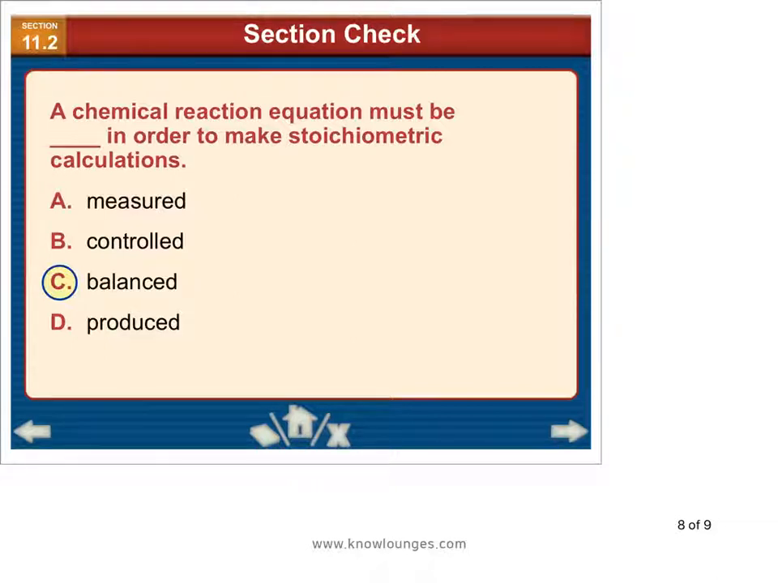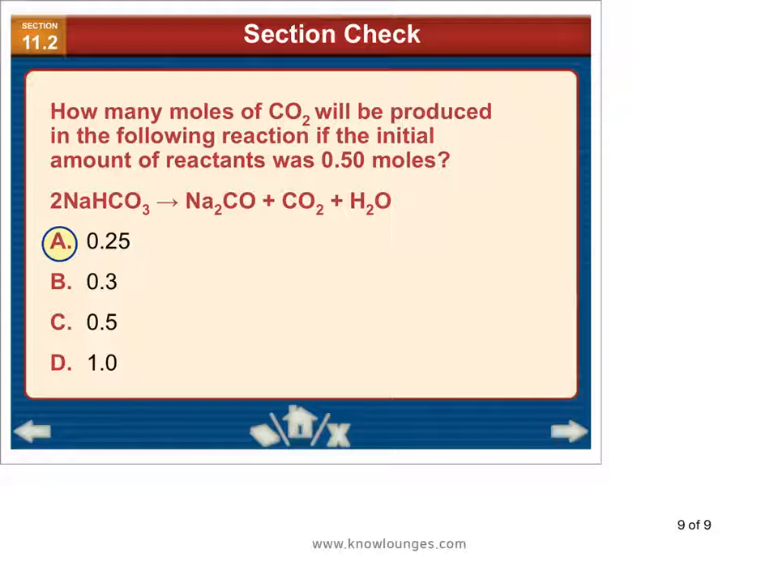A chemical reaction equation must be balanced to make stoichiometry calculations. Very key idea: we have to have balanced chemical equations. How many moles of CO2 will be produced in the following reaction if the initial amount of NaHCO3 was 0.5 moles?